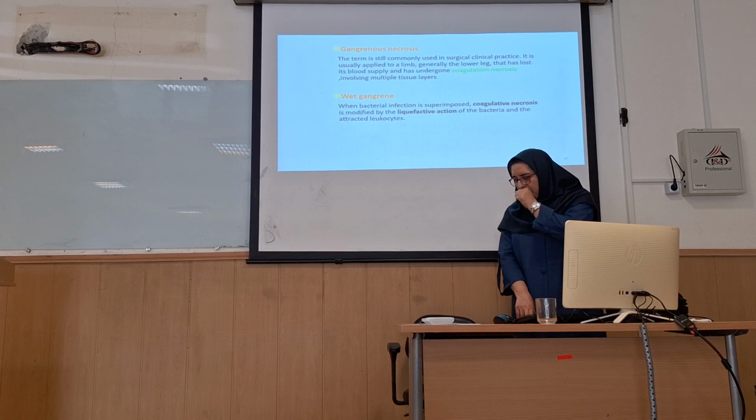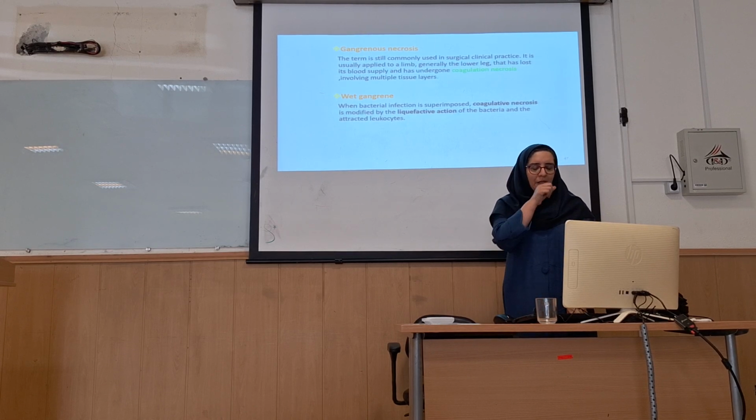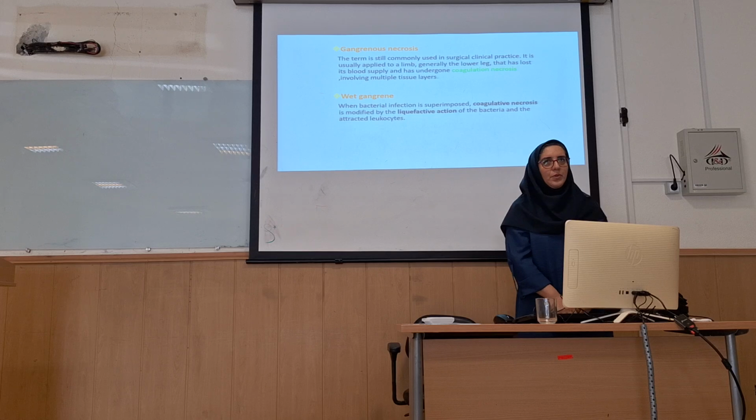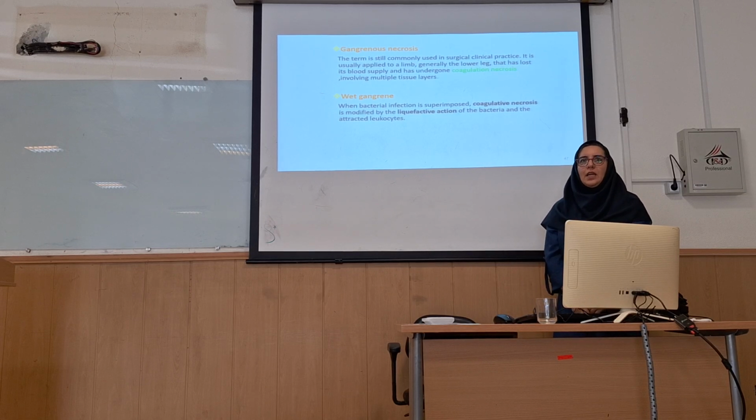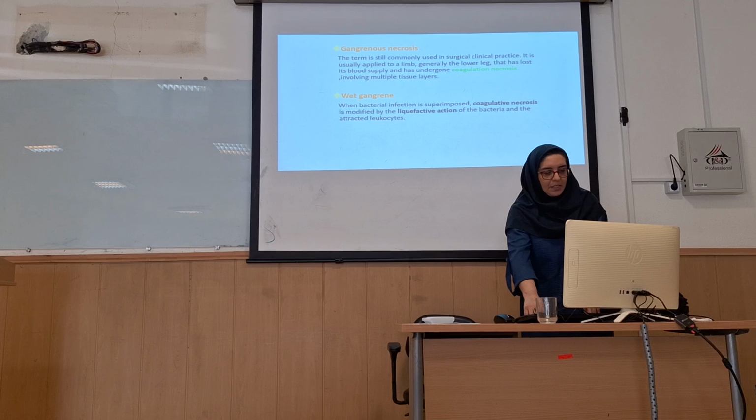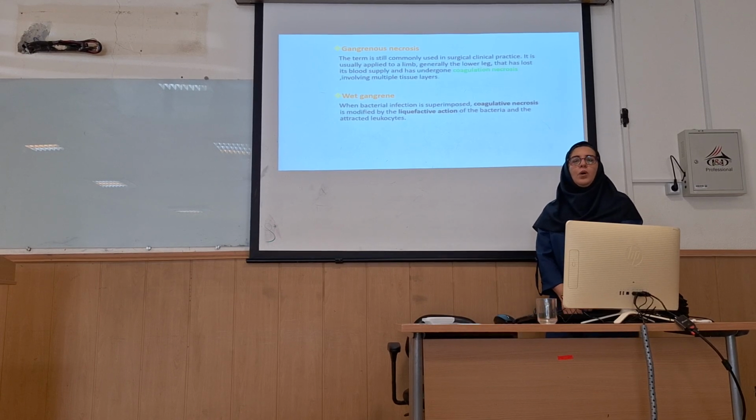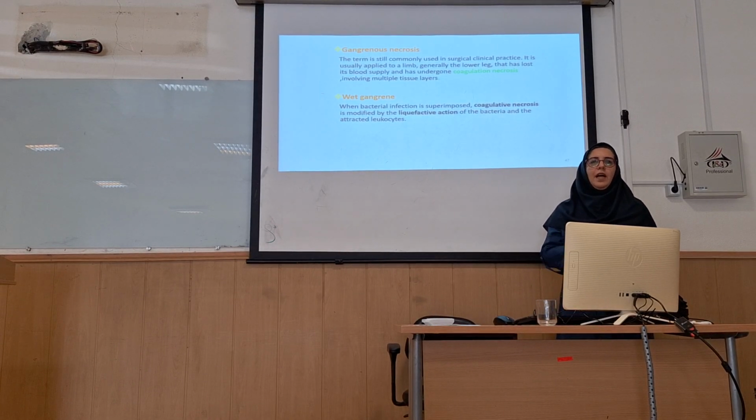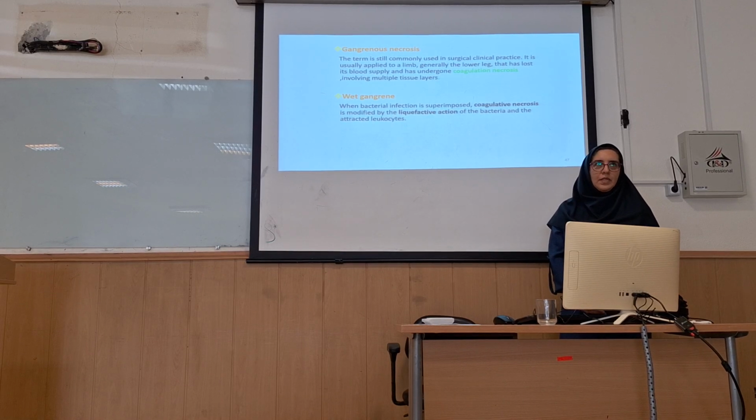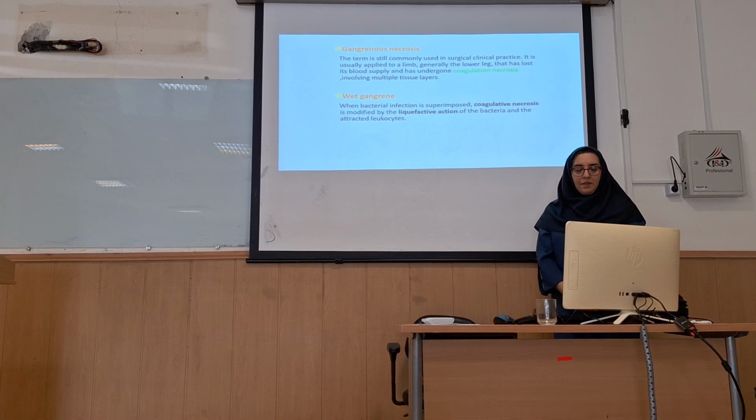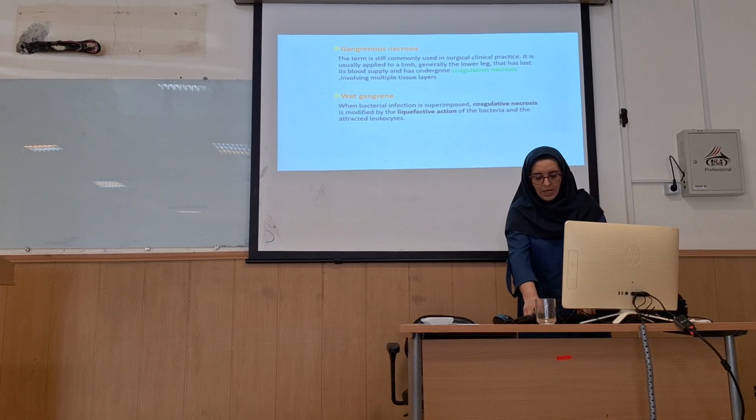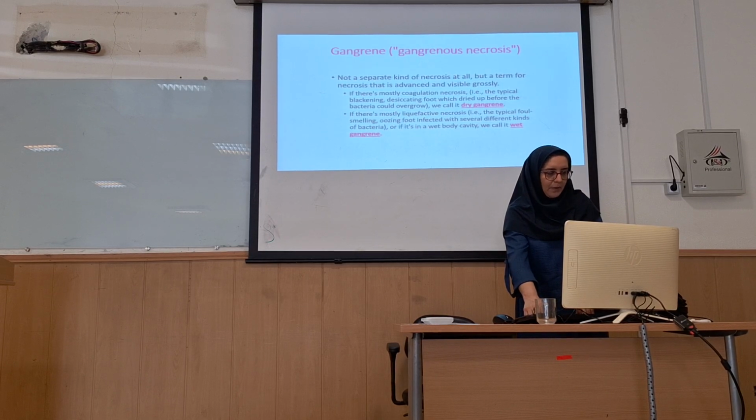Gangrenous necrosis is a coagulative necrosis. Gangrene is a clinical term used when we have full thickness ischemia in the tissue. We have dry gangrene and we have wet gangrene. Dry gangrene is coagulative necrosis. When it is superimposed with inflammatory cells and microbial agent, we have liquefactive necrosis and wet gangrene occurs.